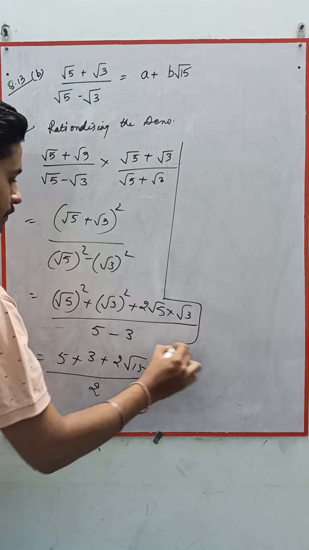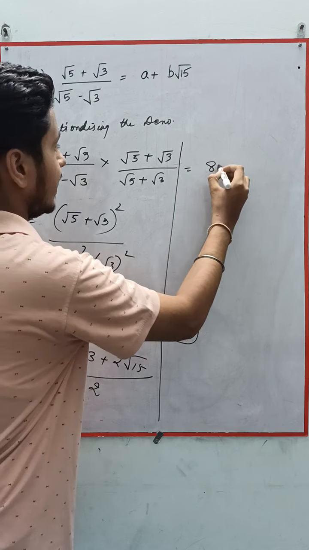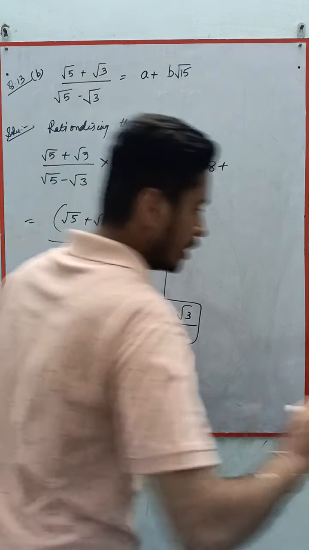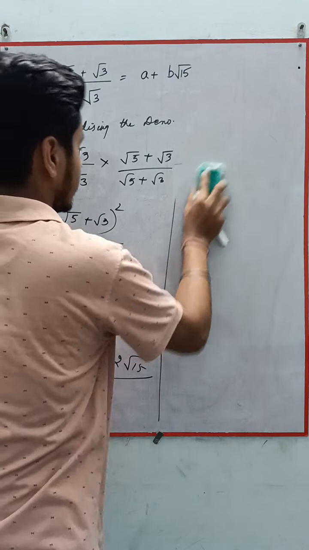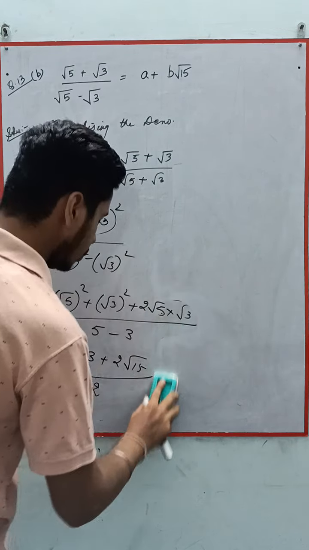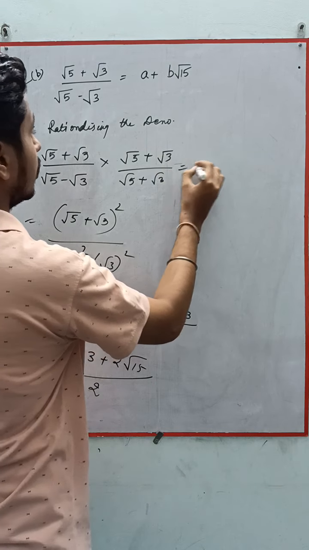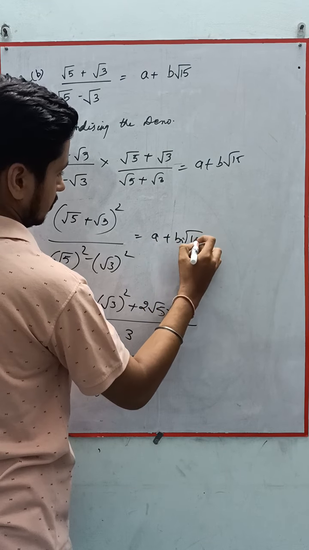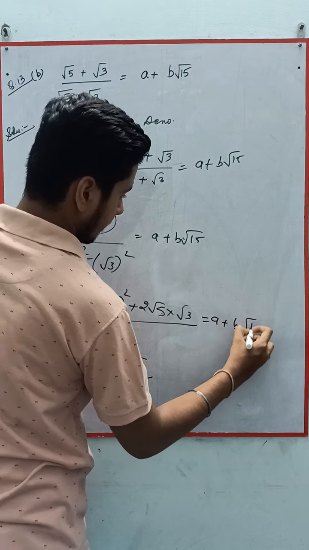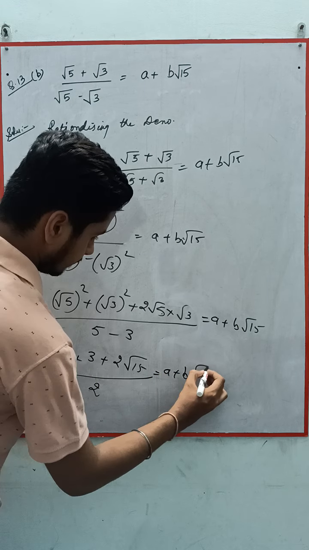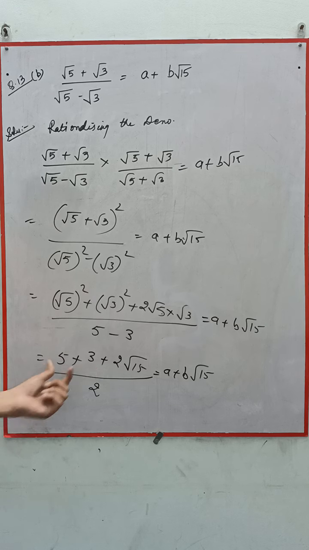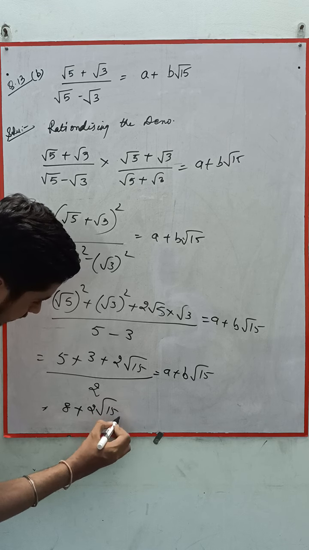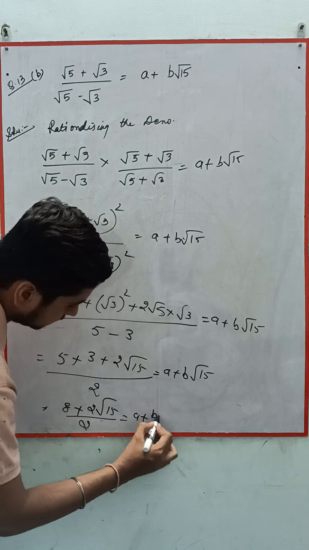Now 5 plus 3 is 8. So 8 plus... wait, I forgot to take this step also in the solution. See this mistake, please don't do it. You have to take this thing also along with the solution. Now what I told, 5 plus 3 is 8, so (8 plus 2 root 15) upon 2 equal to a plus b root 15.